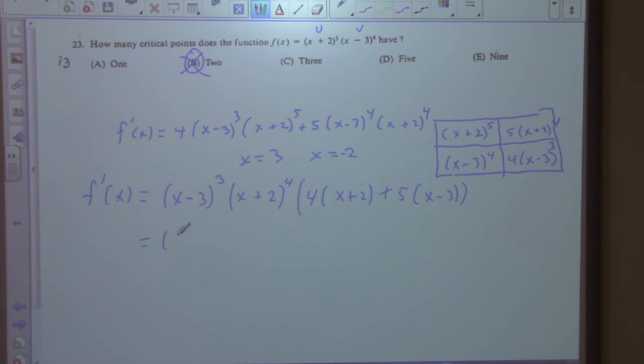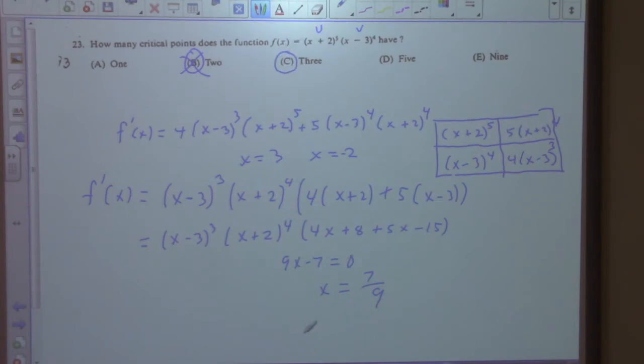So I'm just going to rewrite this: x minus 3 cubed, x plus 2 to the 4th, and then we have this 4x plus 8, and then we have plus 5x minus 15. And so we have this thing right here that we can set equal to 0, find our critical number. So adding together, we get 9x minus 7 equals 0. So x is equal to 7/9.